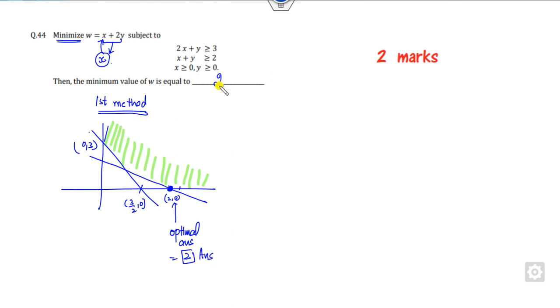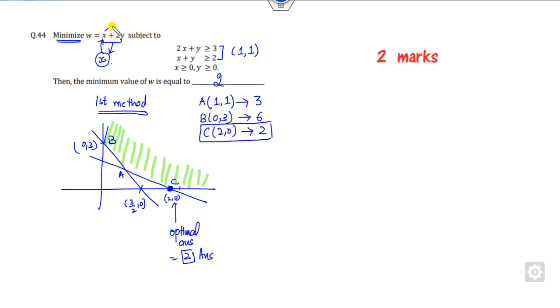This is my 2. Otherwise, you can call this A, this B, and this C. Then what are the coordinates of A? You can solve for the point of intersection, and if you look carefully, it clearly says the point (1, 1) satisfies them. The coordinate of B is (0, 3), and C is nothing but (2, 0). If you substitute the values here, it will be 3, 6, and 2. Which one is the minimum is the one I already told you.